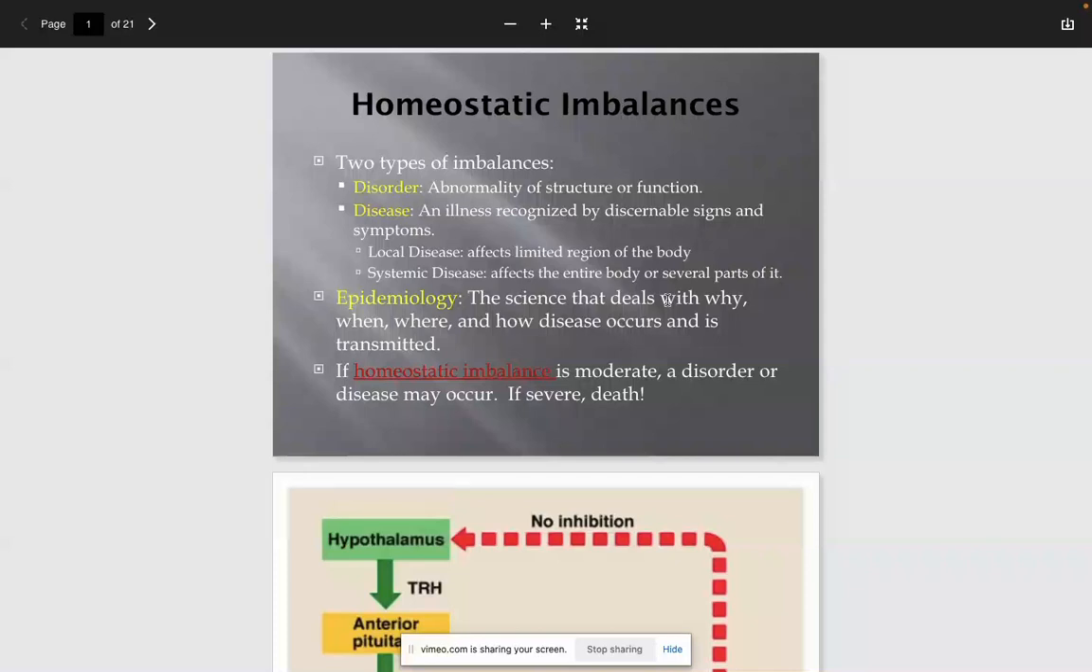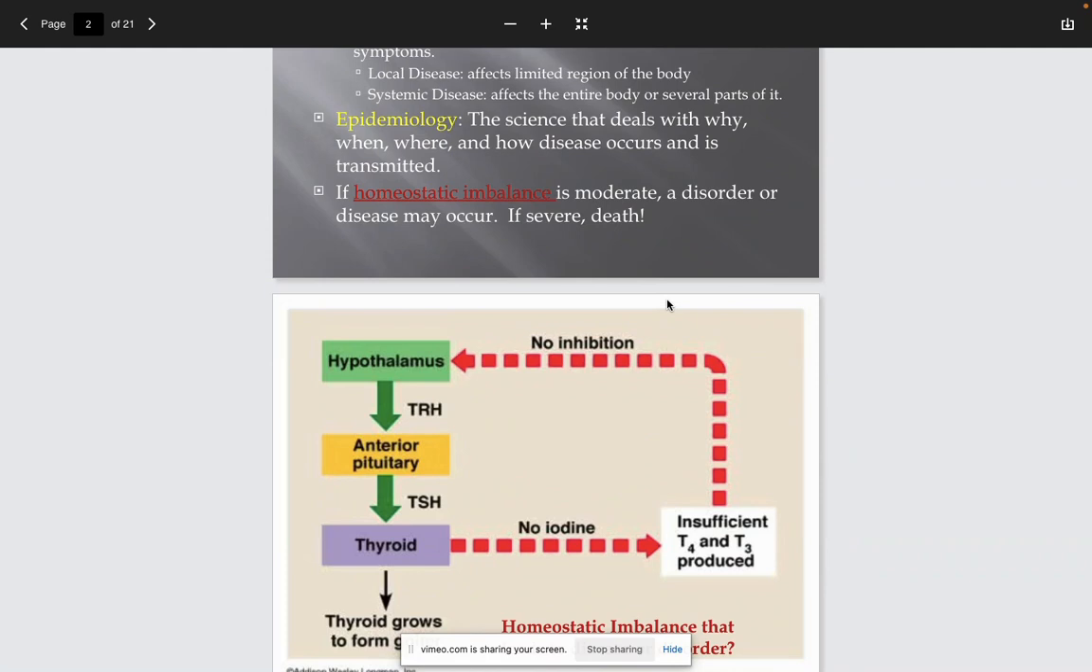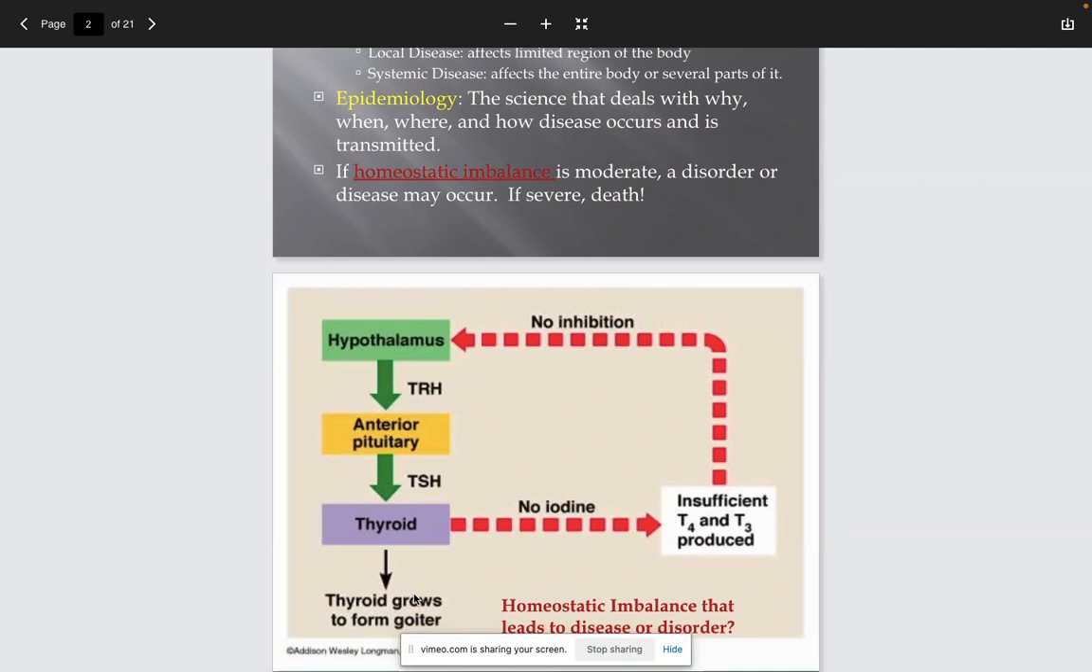So, again, this point at the very bottom, this goes without being said, but if the homeostatic imbalance is moderate, a disorder or disease may occur, right? If severe, then we have death. So let's use the example of thyroid hormone. The hypothalamus is secreting TRH, right? This is thyrotropin releasing hormone. You guys don't need to know this yet. Just want you to see it as a reactant, right? We're secreting something right here to make TSH. This is thyroid stimulating hormone. And TSH is going to make the thyroid grow, or it's going to produce T3 and T4.